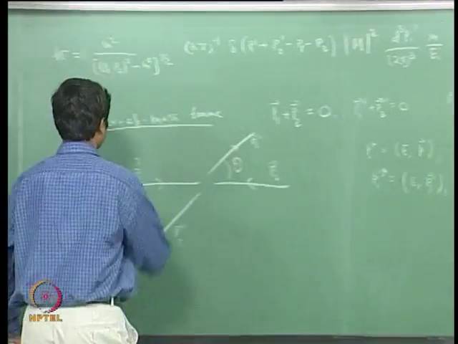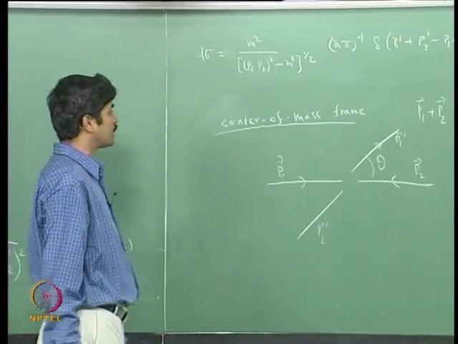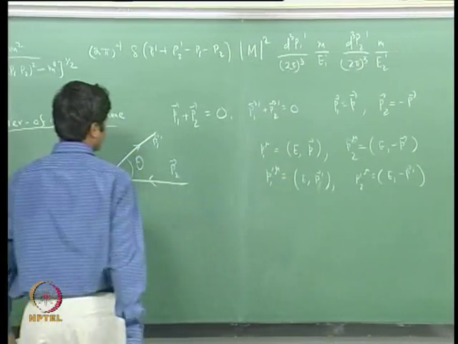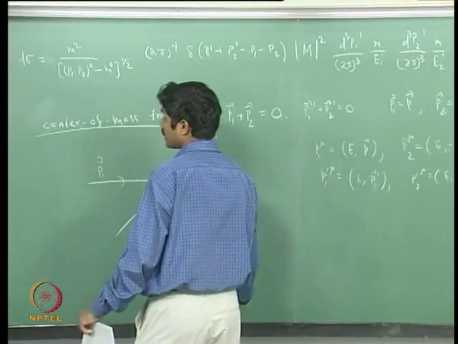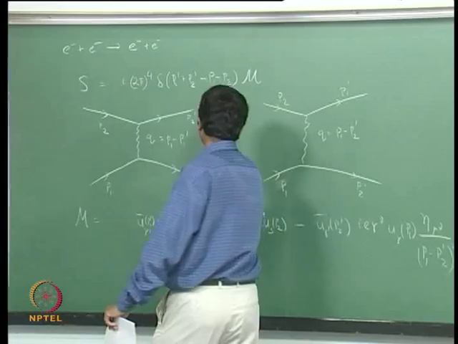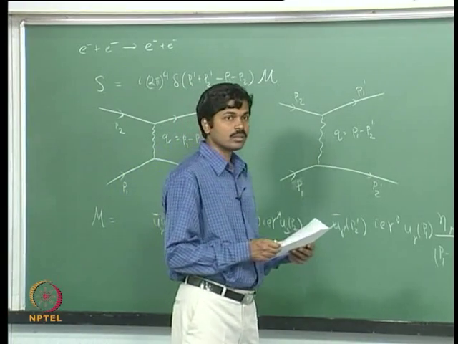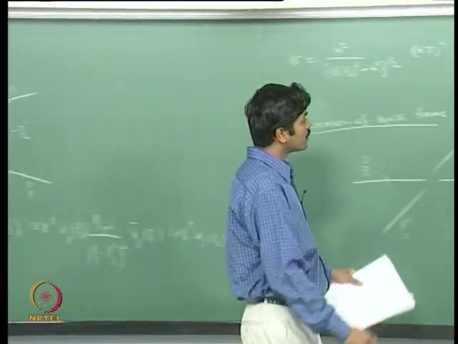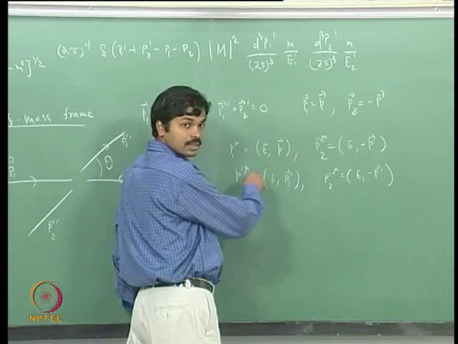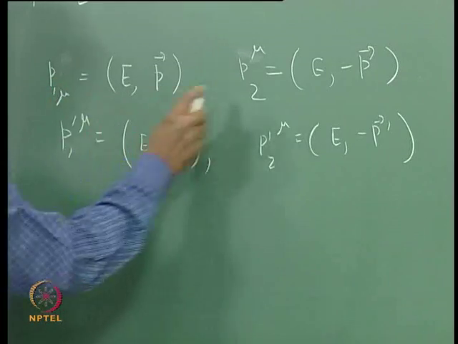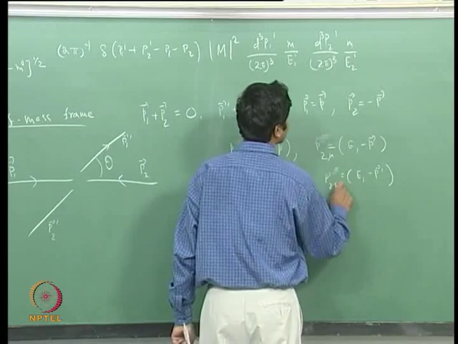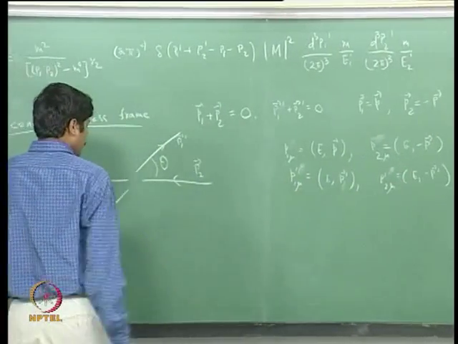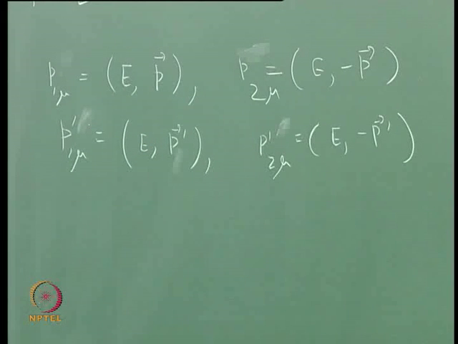So I will do the entire calculation in the center of mass frame, where the 4-momenta have this form, and then I will evaluate the mod square of this matrix element. P1 lower mu is this, okay. Why is it so?